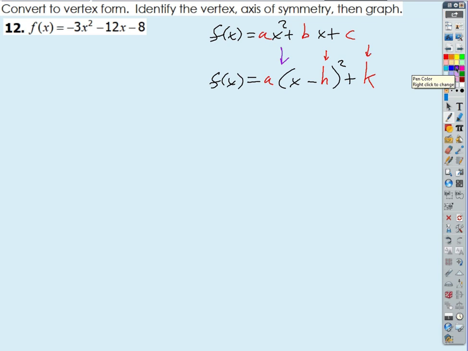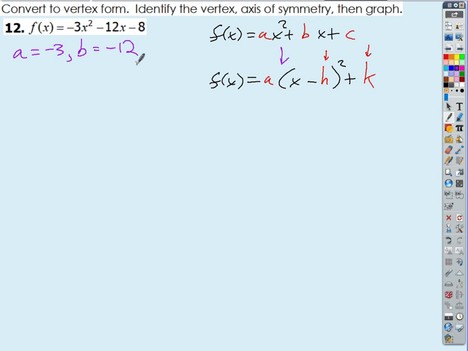What are the values of a, b, and c in this function? It's in standard form. What are a, b, and c here? What's a? A is -3. What's b? And c is -8, right? But we don't really care about c. Okay? So a is -3 and b is -12. What's our formula for calculating h, which is just the x coordinate of the vertex?